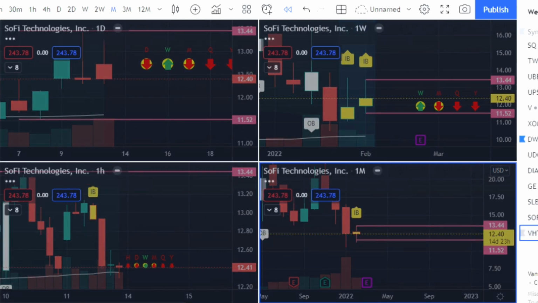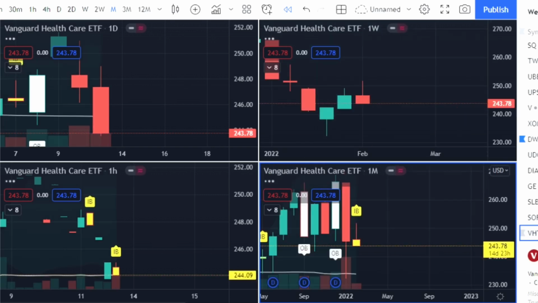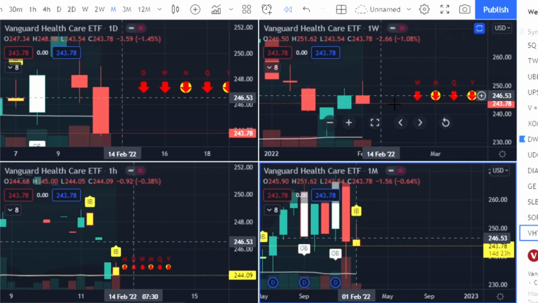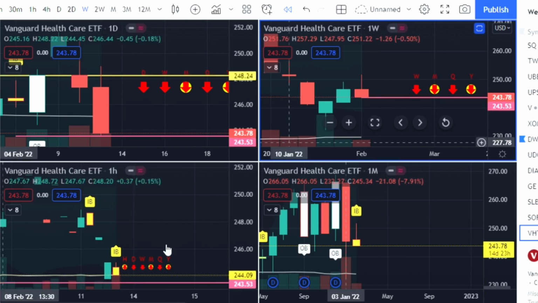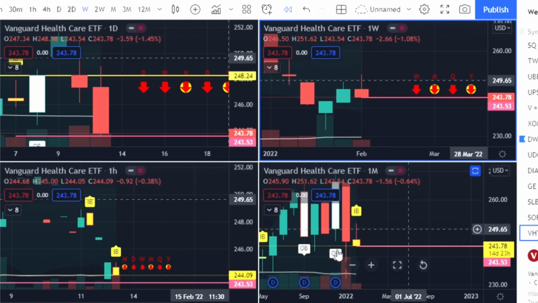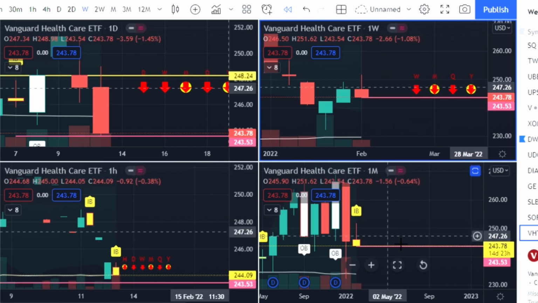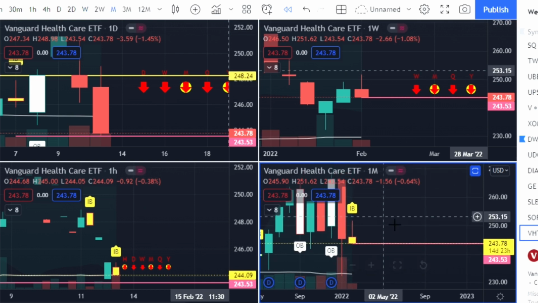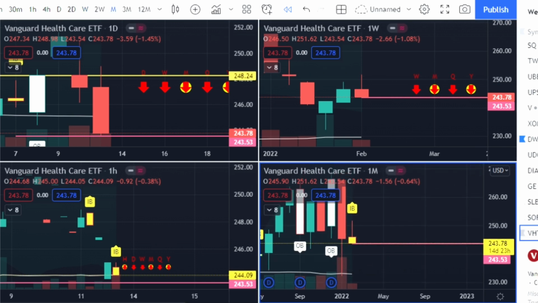VHT is Vanguard Health. It's an ETF. So we'll be looking for a reversal here. Time frame to the downside. Inside bar on the hourly. Also inside bar on the monthly. And we've got a long way to go to break out of either one of those. Okay. So that's VHT.